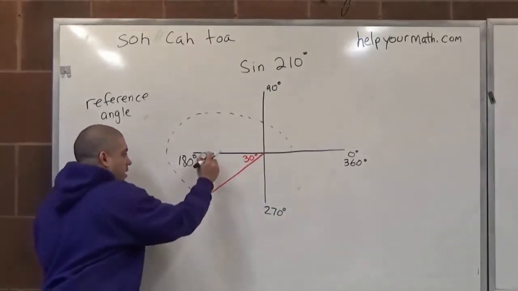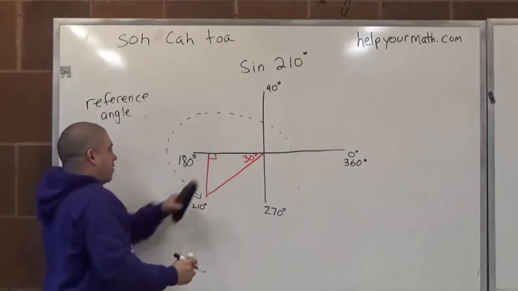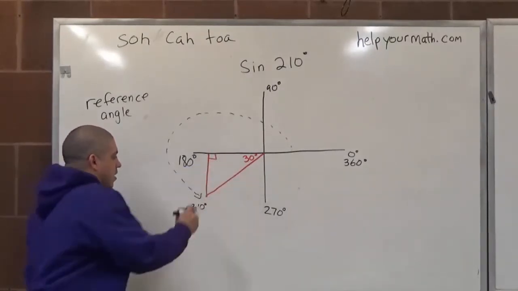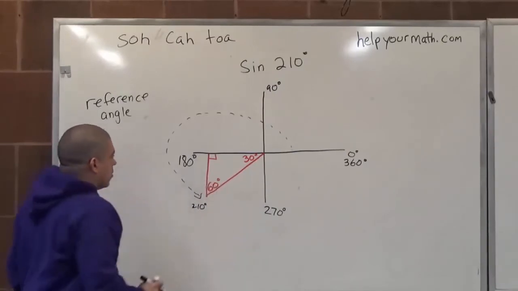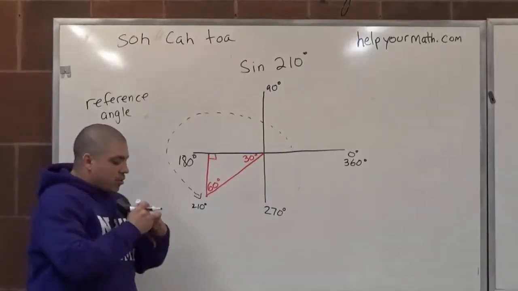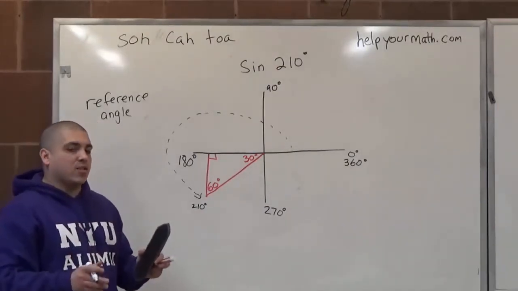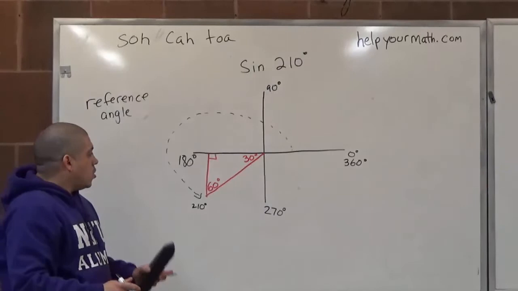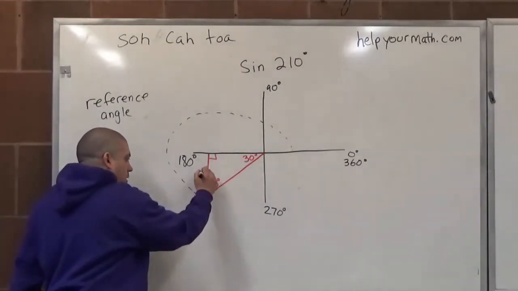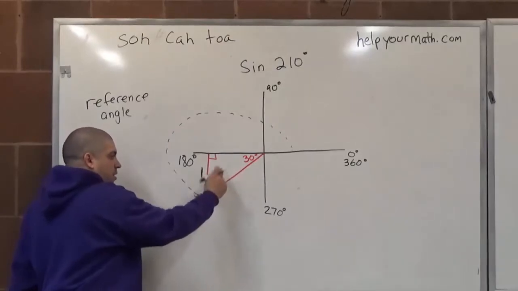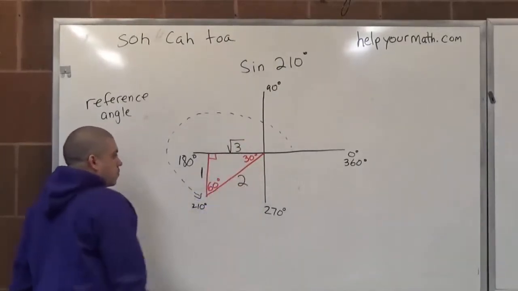Then I can complete my triangle. If this is 30 and this is 90, this has to be 60 because there are 180 degrees in a triangle. The thing about the 30, 60, 90 triangle is it has special predetermined sides already, so I just memorize it. Opposite 30 is 1, opposite 60 is root 3, and the hypotenuse is 2.